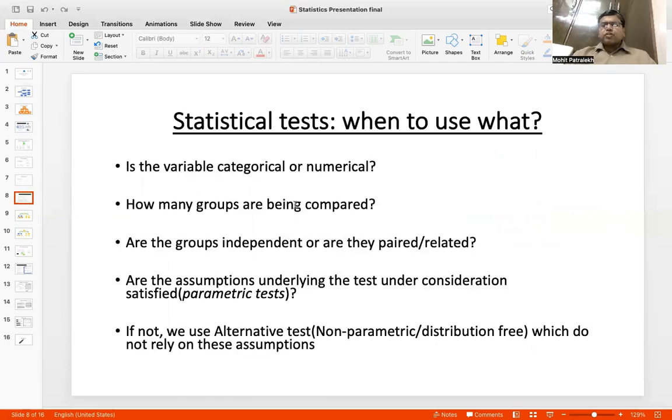So a series of questions need to be answered to reach a suitable test. Is the variable categorical or numerical? How many groups are being compared? Are the groups independent or are they paired or related? Are the assumptions underlying the test under consideration satisfied, in which case we can use parametric tests, and if not, we use alternative non-parametric or distribution-free tests.